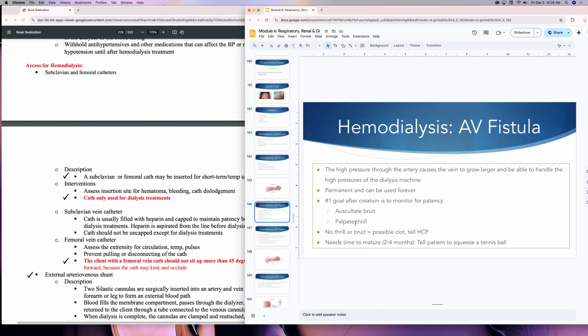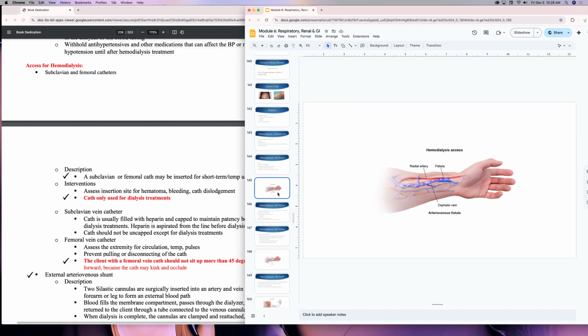And how do you assess thrill? You're going to wash your hands and dry them and put two fingers over the AV fistula. You can put gloves on too if you want, but because this is under the patient's skin, you put your fingers over the AV fistula and you're going to feel, or palpate, the thrill. You're going to feel that quick, turbulent blood flow. So you auscultate the bruit with your stethoscope and hear a turbulent blood flow, like a whooshing, and you palpate the thrill, okay?